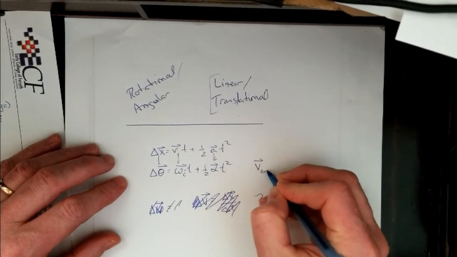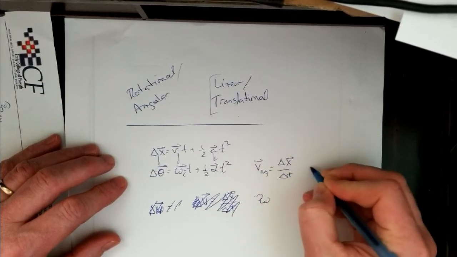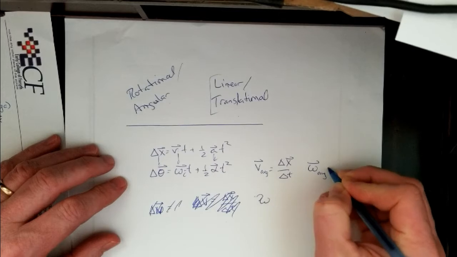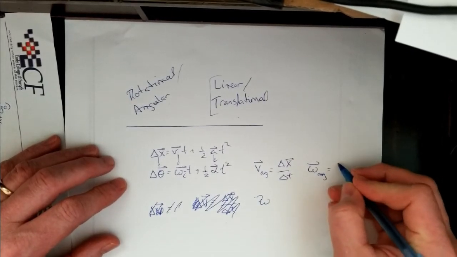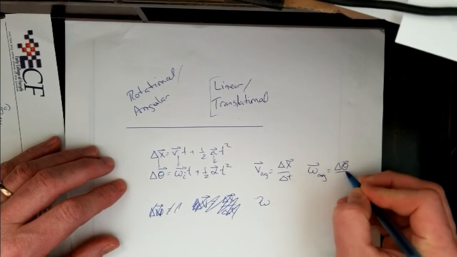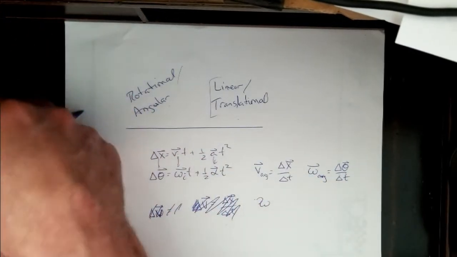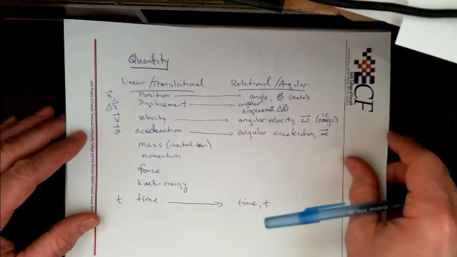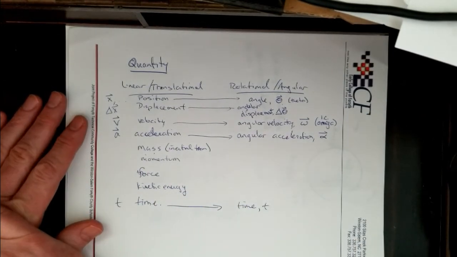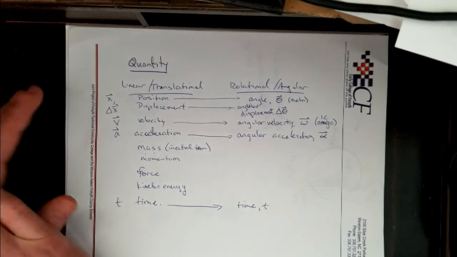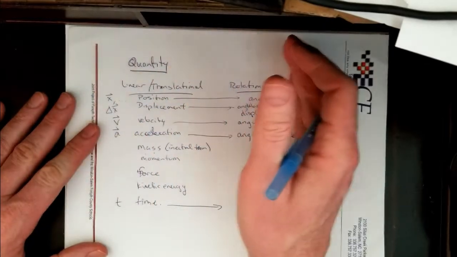Average velocity is the change in position over the change in time. So average angular velocity is, and I'm assuming that hopefully you've guessed the pattern, the change in angle over the change in time. All right, now mass is a linear quantity, at least from an inertial standpoint: how much force does it take to move, to accelerate an object.